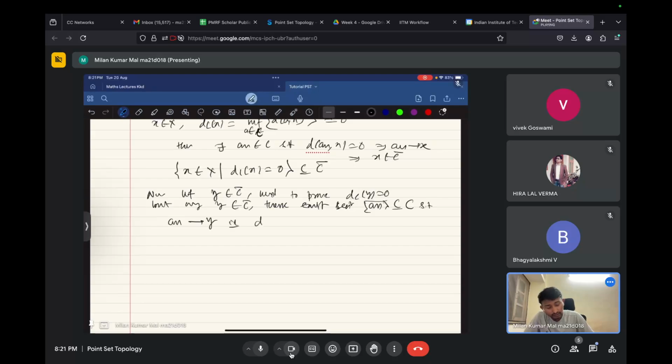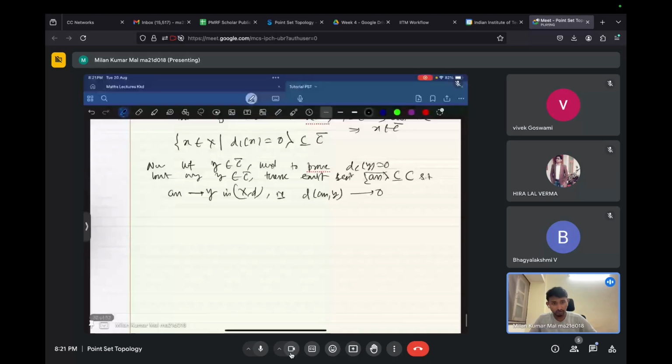That means a_n converges to y in X with metric d. This convergence is not in real numbers, this is in the metric space. That means d(a_n, y) converges to 0. Same thing: a_n converges to y in the metric space means d(a_n, y) converges to 0. This is in real numbers, if you note that the metric is a positive real number.